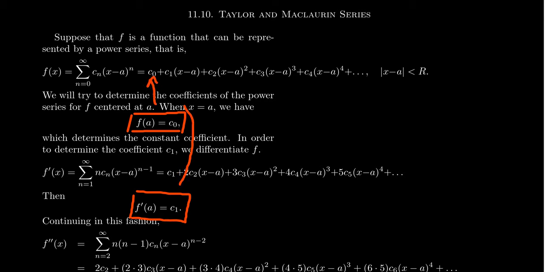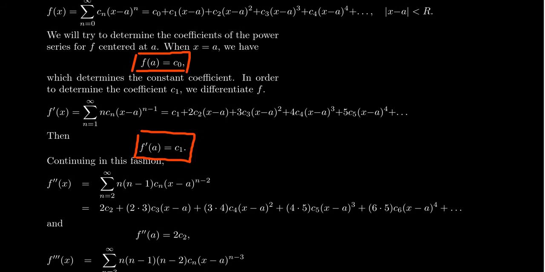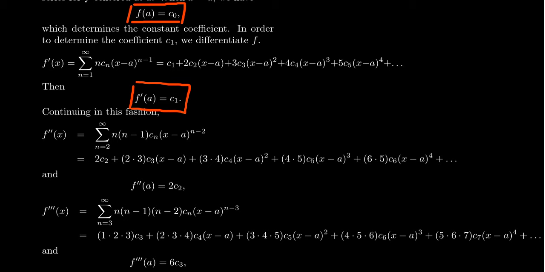So we now know what C0 is. We now know what C1 is. How do we find C2? Well, the trick we did last time seems like it works pretty well. What if we take the derivative of this thing right here? The derivative of the constant goes to zero, and then if we apply the power rule everywhere else, bringing these coefficients out in front, we're going to get something that looks like the following.